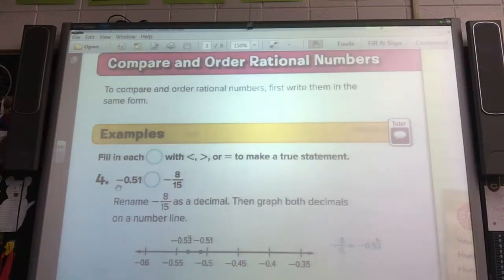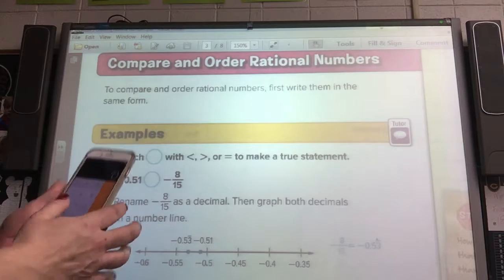All right, we are on part 2 with comparing and ordering rational numbers. To compare and order rational numbers, first we're going to write them in the same form. So, the example they give us, they were mean to us, and they gave us a decimal and a fraction. I'm going to let you use calculators for this because honestly, it's more important to me that you understand how to do it than it is to worry about division right now.